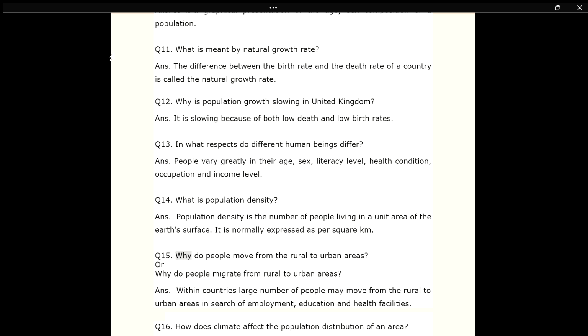Q15. Why do people move from the rural to urban areas? Or, why do people migrate from rural to urban areas? Ans. Within countries, large number of people may move from the rural to urban areas in search of employment, education and health facilities. Q16. How does climate affect the population distribution of an area?